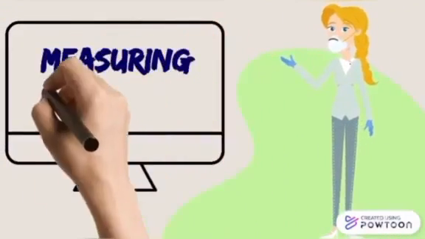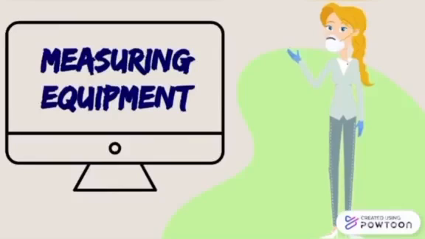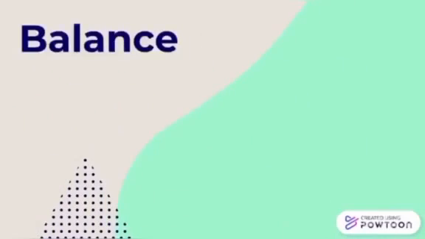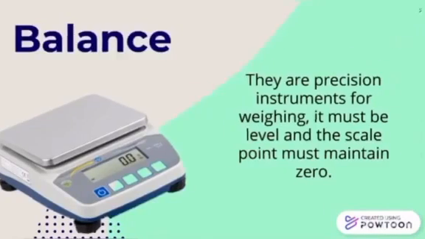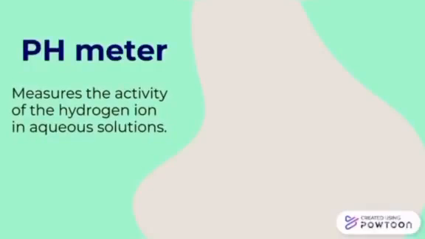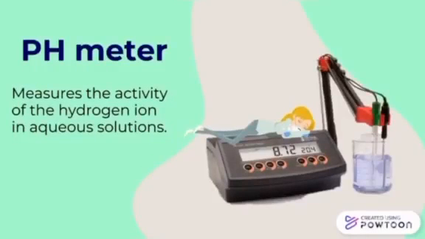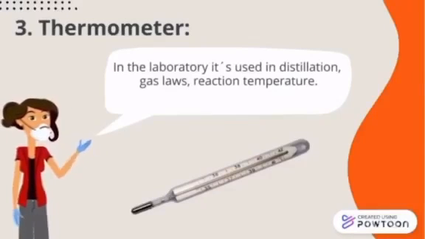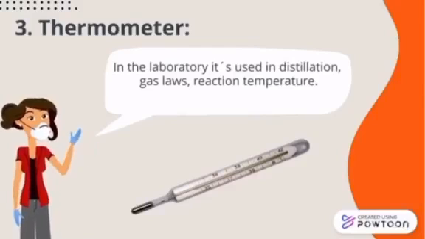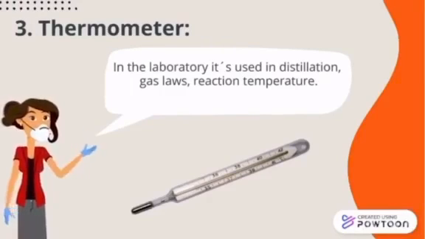The next classification is about measuring equipment. Balance. They are precision instruments for weighing. It must be level and the scale point must maintain zero. pH meter measures the activity of the hydrogen in aqueous solutions. 3. Thermometer. In the laboratory, it's used in distillation, gas laws, and reaction temperature.